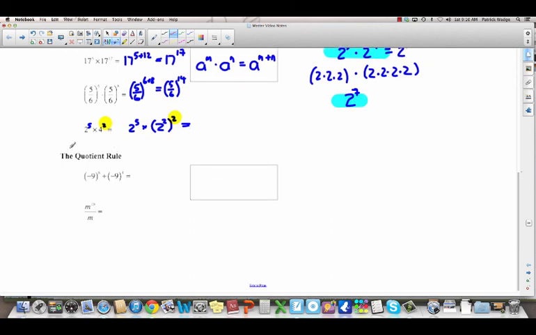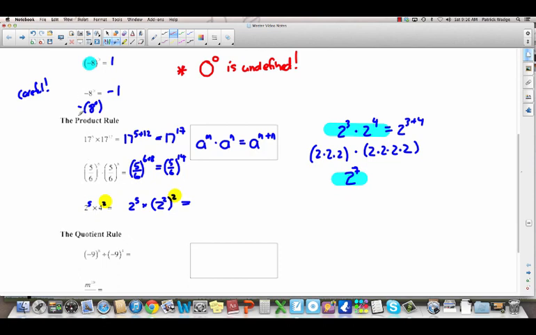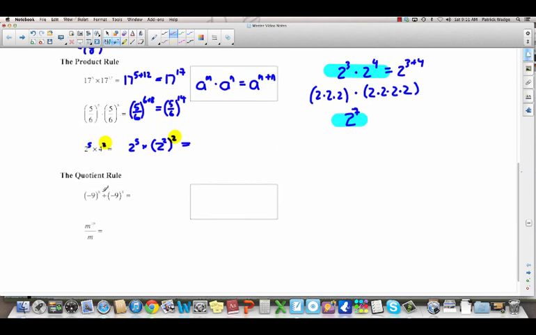The quotient rule. The quotient rule is very similar to the product rule. Product means when you multiply two things, right? A quotient is when you divide two things. So we need a rule for dividing. So again, let's figure out our rule here. If we had 2 to the 6th divided by 2 to the 4th, another way I could write that is 2 to the 6th over 2 to the 4th, right? And so 2 to the 6th is 2 times 2 times 2 times 2 times 2 times 2, and 2 to the 4th is 2 times 2 times 2 times 2.